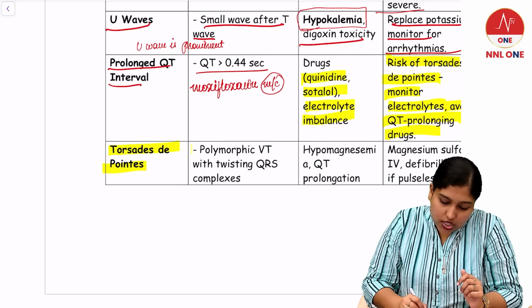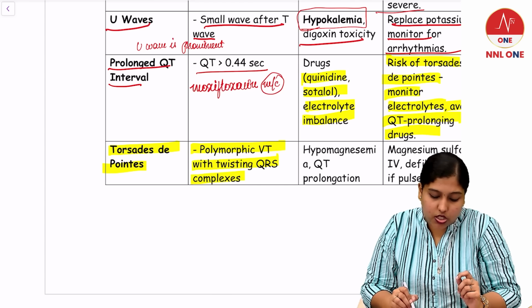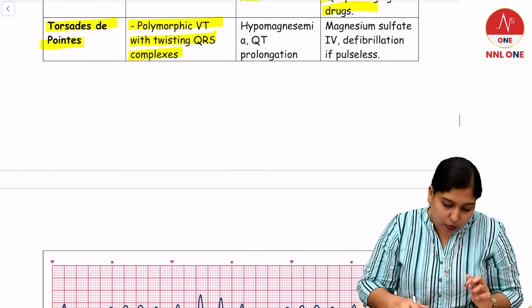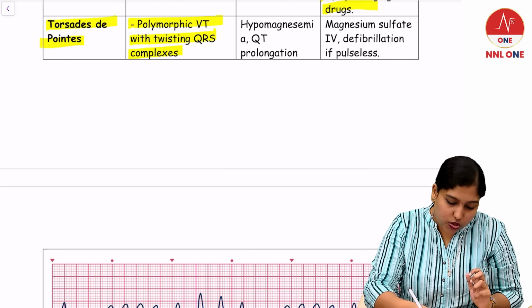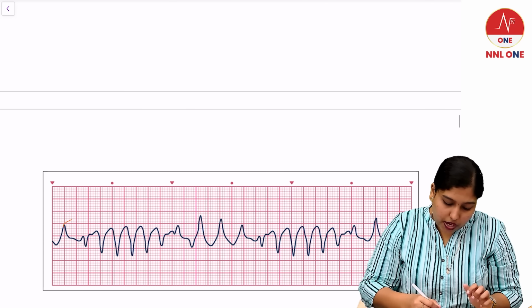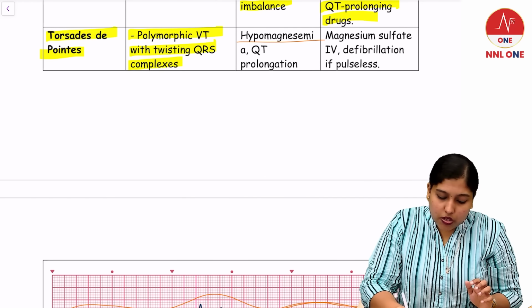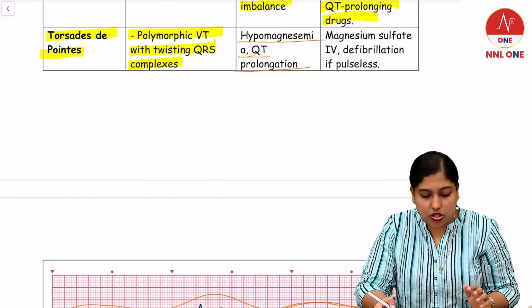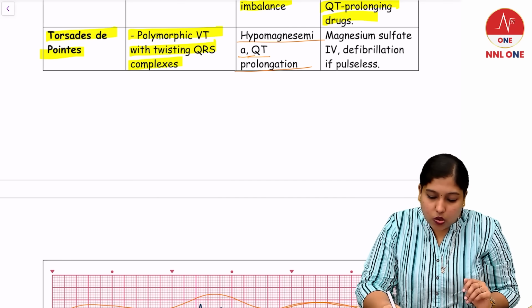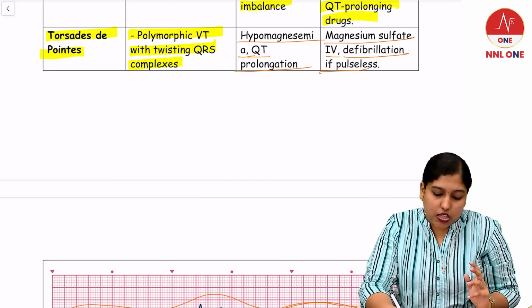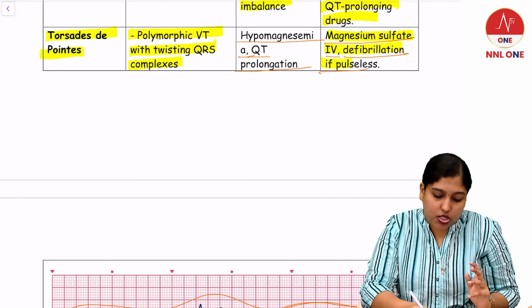Next is torsades de pointes. It is a polymorphic ventricular tachycardia with twisting QRS complexes. You can see the polymorphic VT; one pattern you can analyze is a synchronized pattern. It is most commonly seen in hypomagnesemia and QT prolongation. When QT prolongation is not treated properly, it will lead to torsades de pointes. You have to administer IV magnesium sulfate, and defibrillation if the patient is pulseless. Magnesium sulfate is the drug of choice.